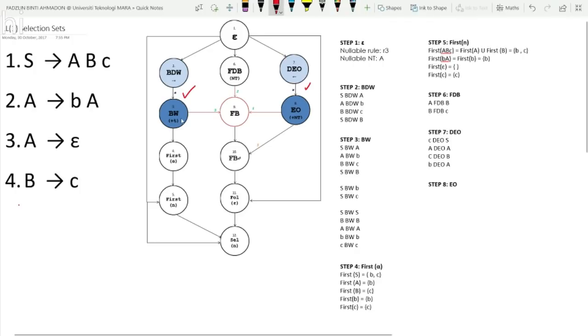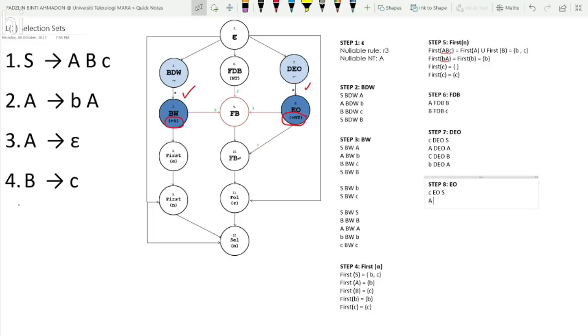But if you look at the symbols here, for BW, we need to consider all terminals in the reflexive property. For EO, we are actually including all non-terminals in the reflexive property. But let's start one by one. So everything in DEO should be inside EO. So I'm going to write it down again.